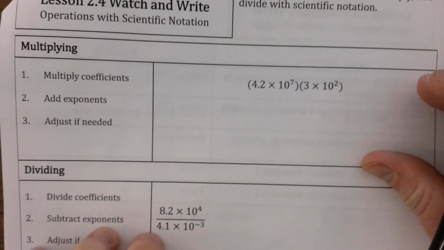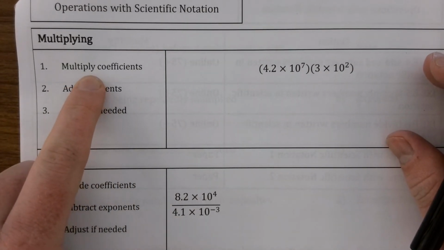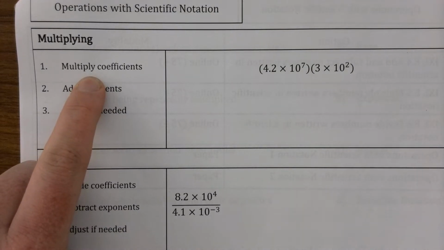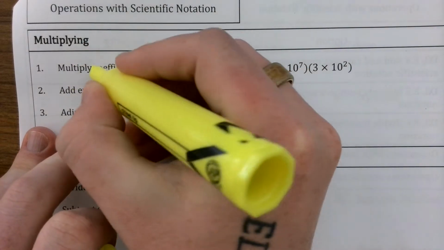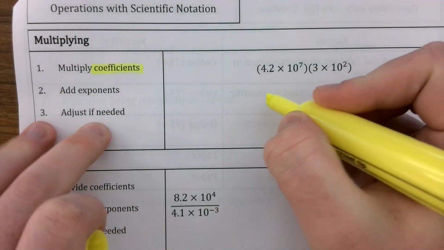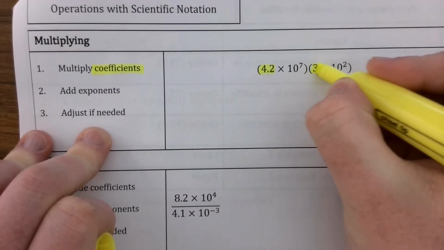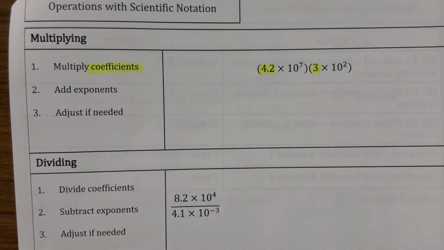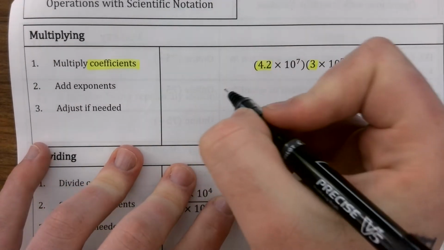All right, let's start with multiplying. So, with multiplying, our first step is to multiply coefficients. I'm going to go ahead and highlight our coefficients in yellow. Coefficients are the numbers that come before the multiplication. So here, 4.2 is our coefficient, and 3 is our coefficient. So step 1, I'm going to multiply our coefficients.